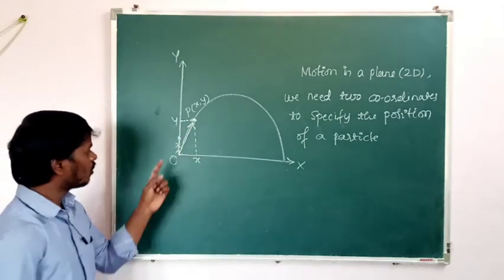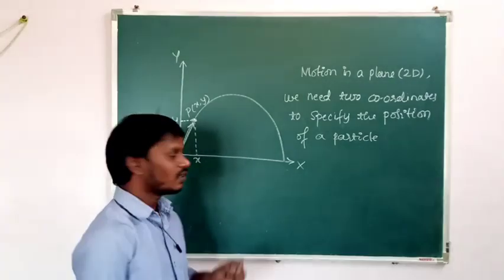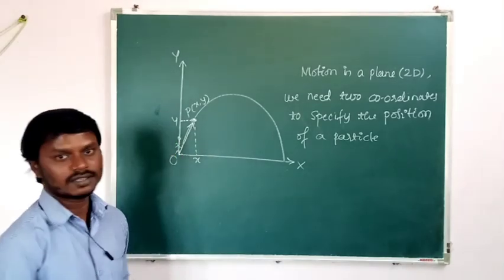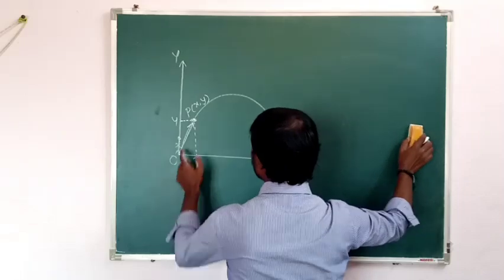The position vector is resolved into 2 components, the x component and also the y component. See here, I will draw the diagram separately for the position vector.